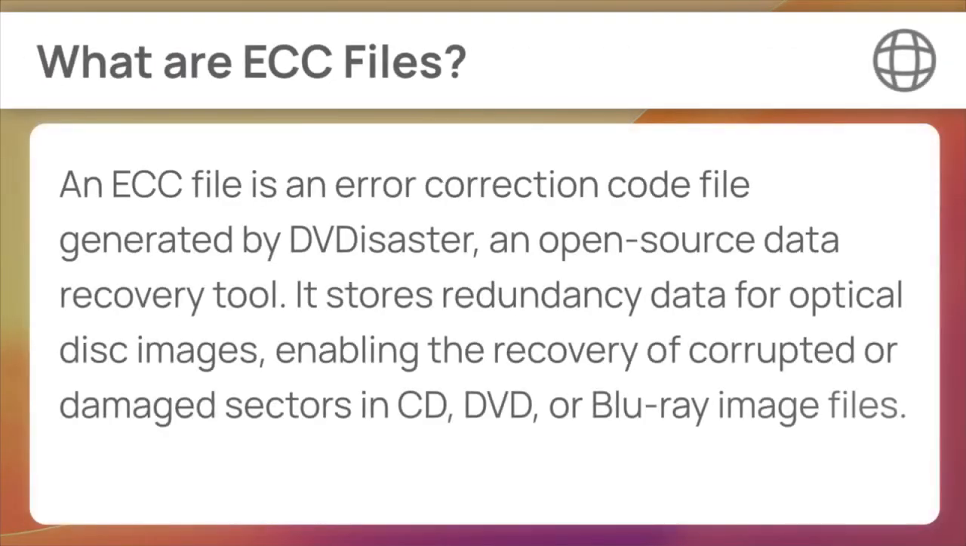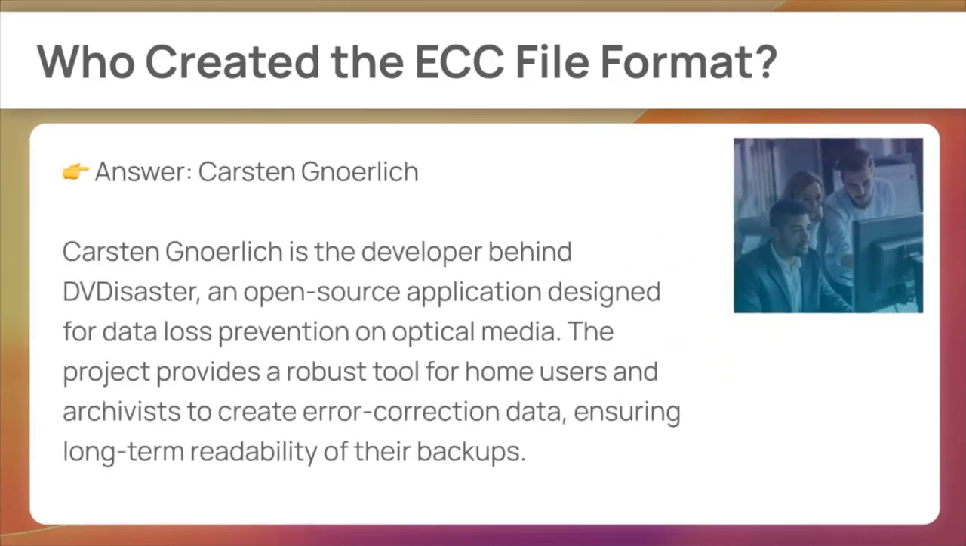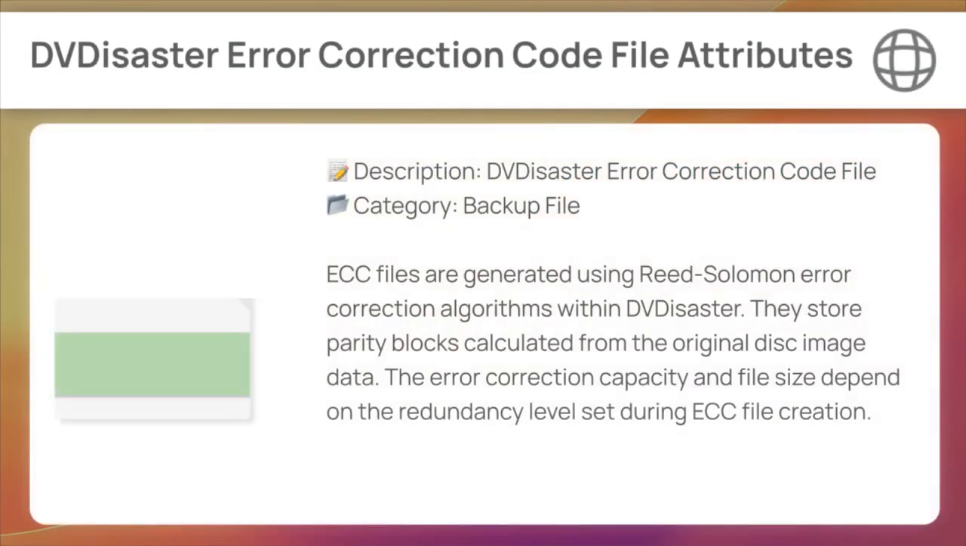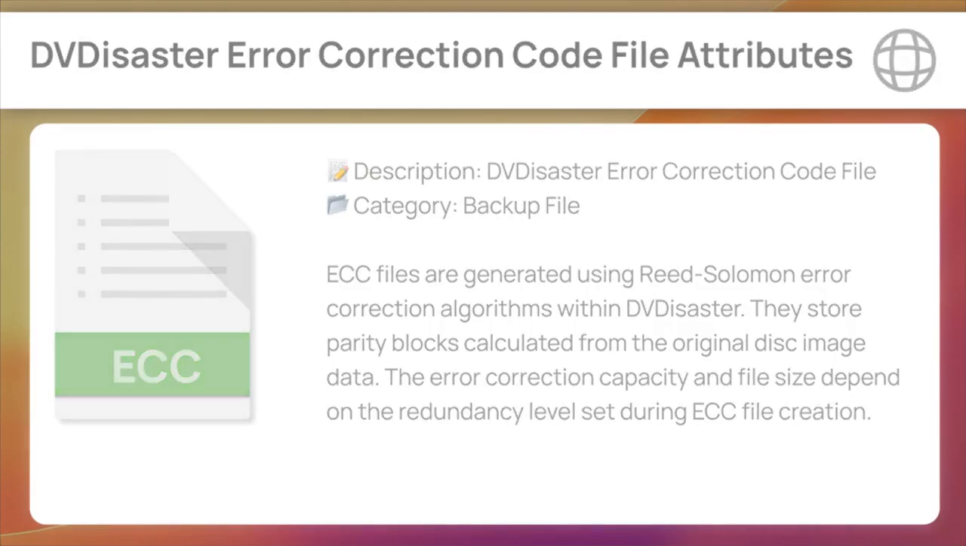An ECC file is an error correction code file generated by DVDisaster, an open-source data recovery tool. It stores redundancy data for optical disk images, enabling the recovery of corrupted or damaged sectors in CD, DVD, or Blu-ray image files. ECC files are generated using Reed-Solomon error correction algorithms within DVDisaster. They store parity blocks calculated from the original disk image data. The error correction capacity and file size depend on the redundancy level set during ECC file creation.